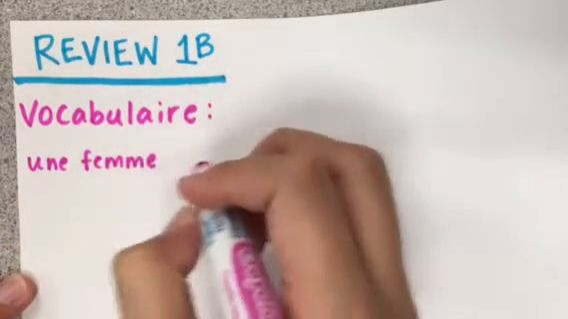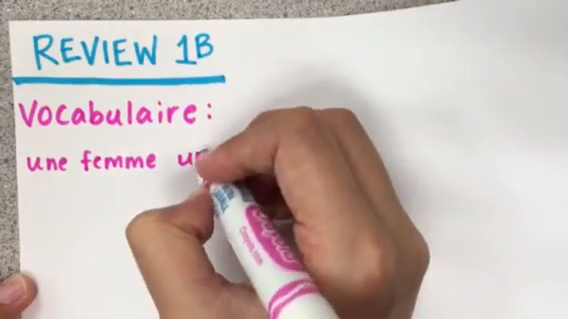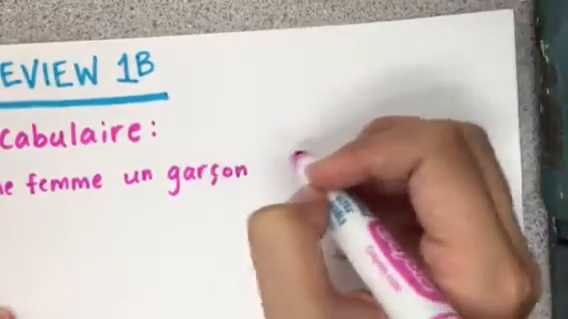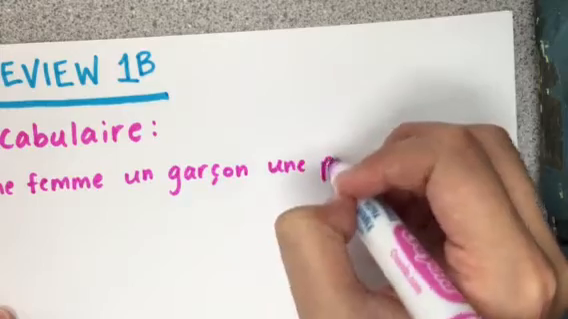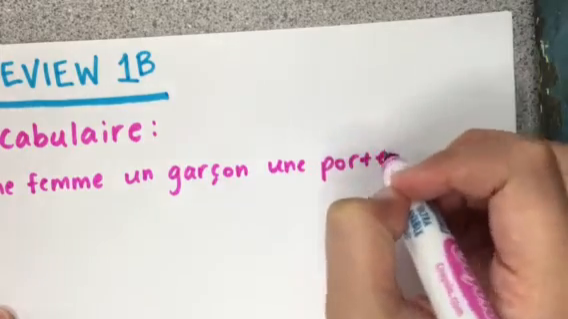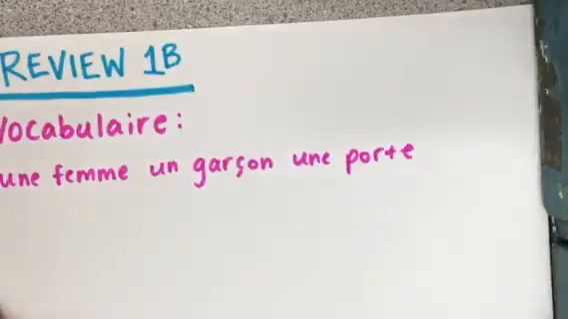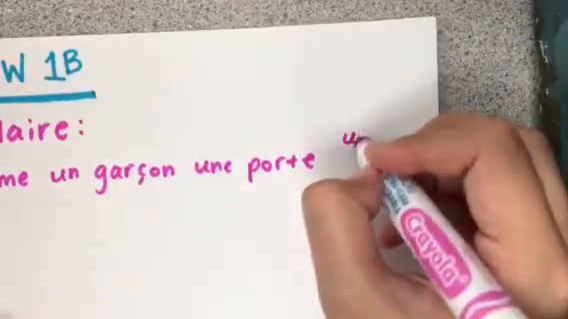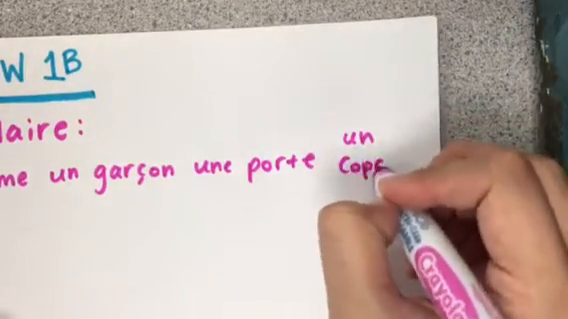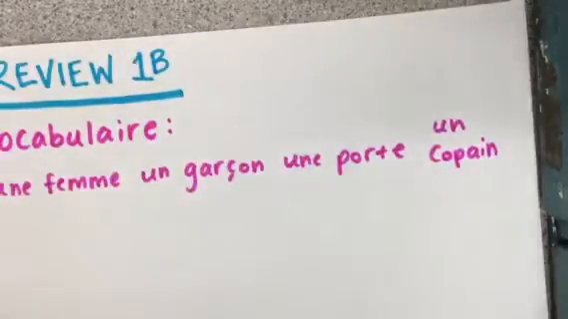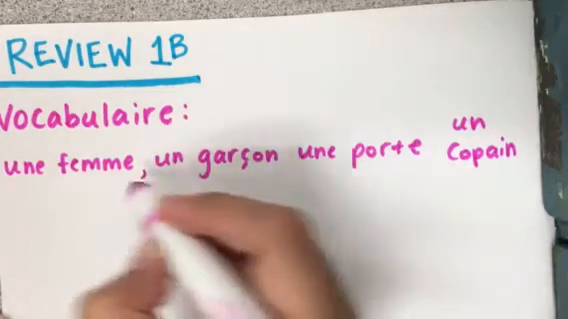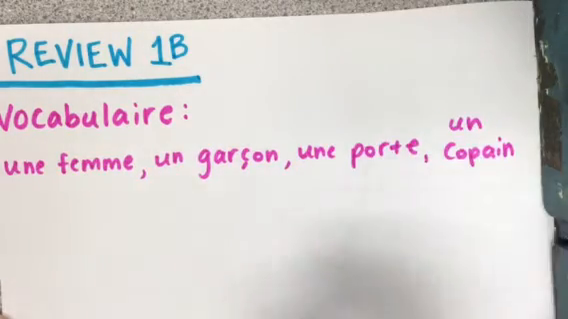something like une femme, un garçon, une porte, un autre, sorry, un copain. All right. So you would have these four to choose from, and you have to choose which one doesn't belong.